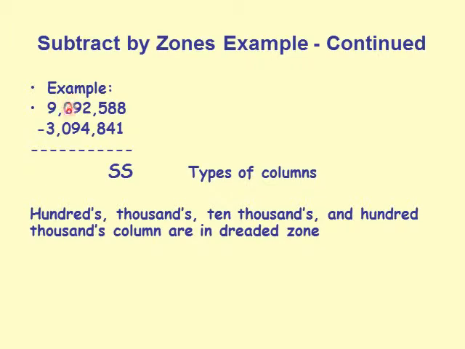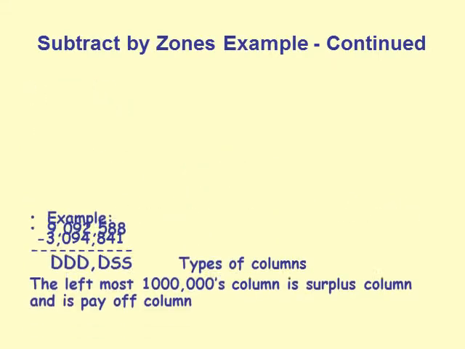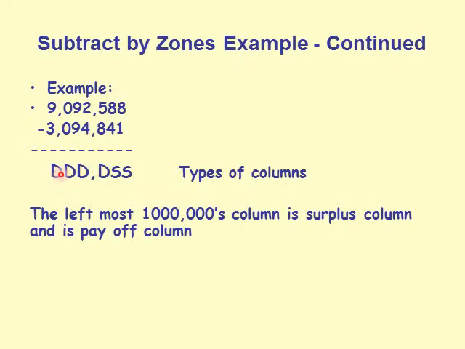Look at the 100,000 column. 0 minus 0, sufficient column, not surplus. The dreaded zone continues. So the 100,000, 10,000, 1,000 and hundreds columns are still in the dreaded zone. Look at the 1 million column. 9 minus 3, which is surplus, and the dreaded zone grows no more. So only these 4 columns are in the red zone: hundreds, 1,000, 10,000 and 100,000 columns. Let's continue. Okay, we identified 4 columns of the dreaded zone and 2 of the safe zone.